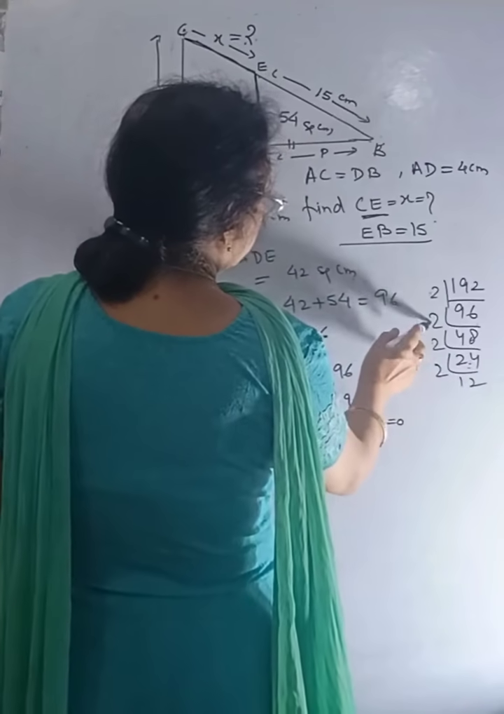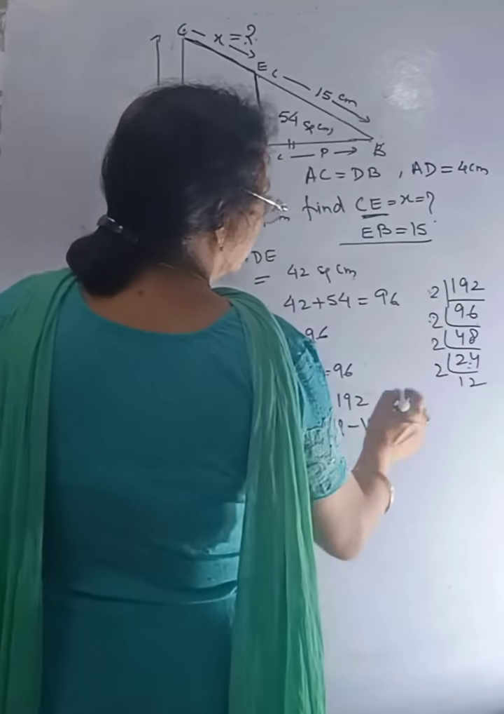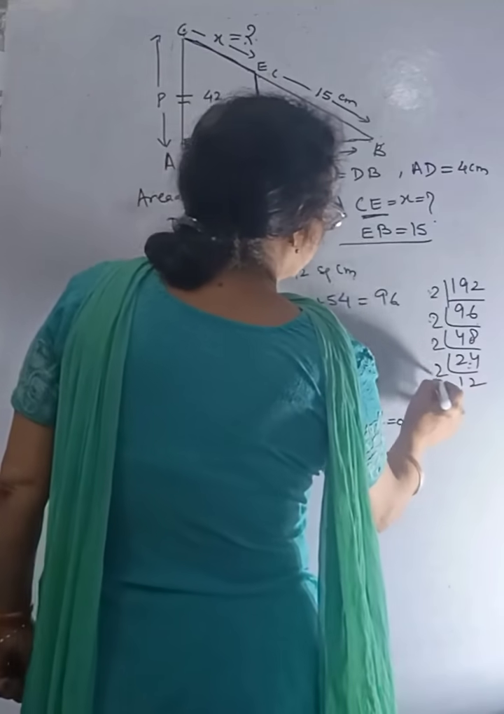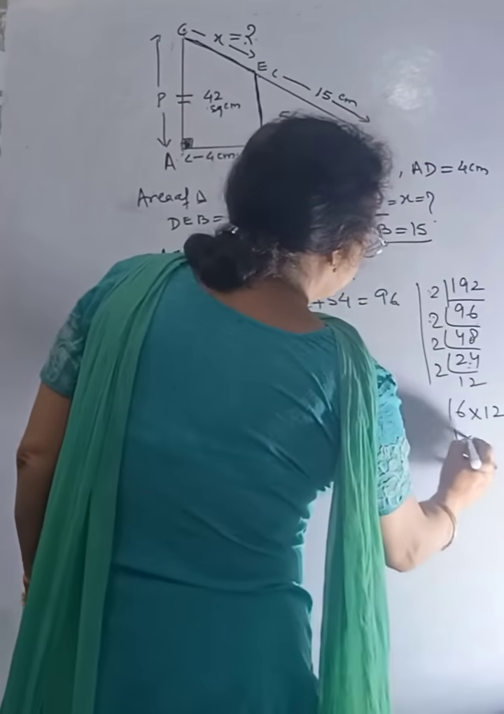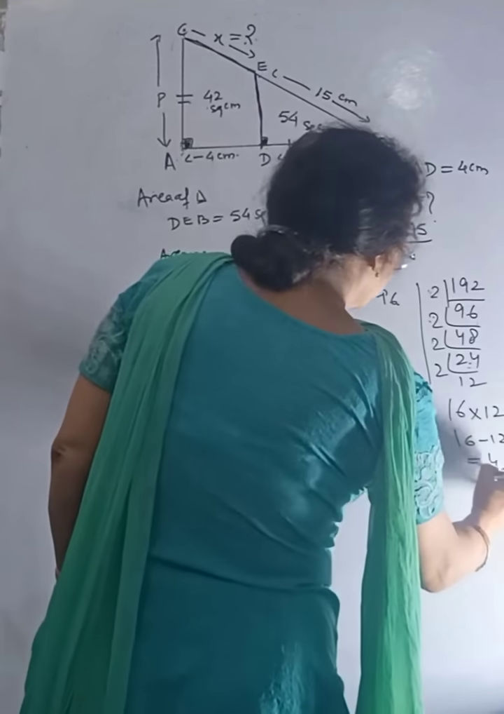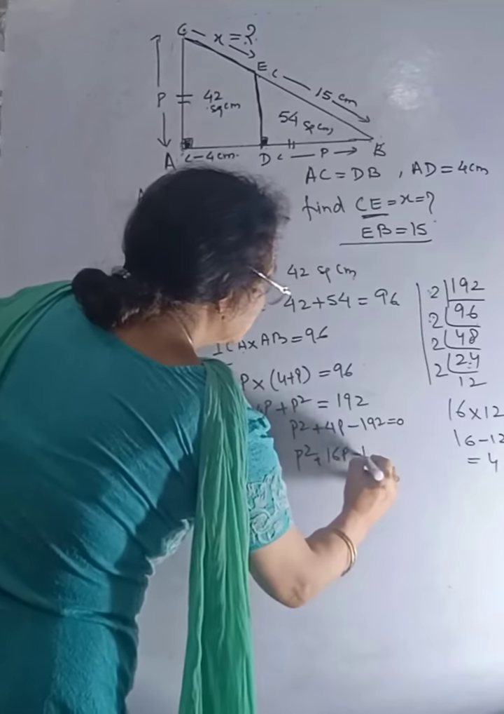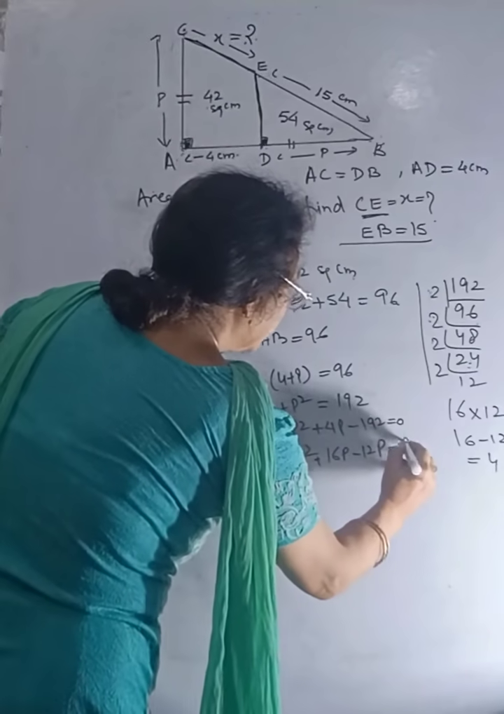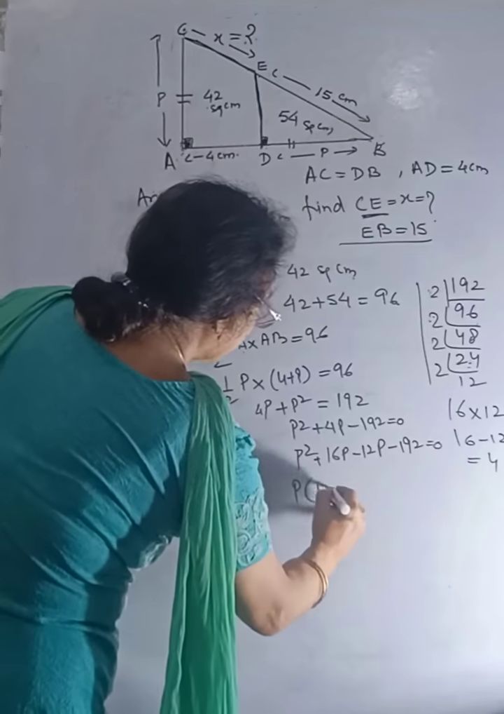Two to the 4 to the 6, 2 to the 4 to the 8 to the 16, 16 into 12. The difference of 16 and 12 is equal to 4. So we can write it as 16P minus 12P minus 192 is equal to 0. The P can be taken as common.